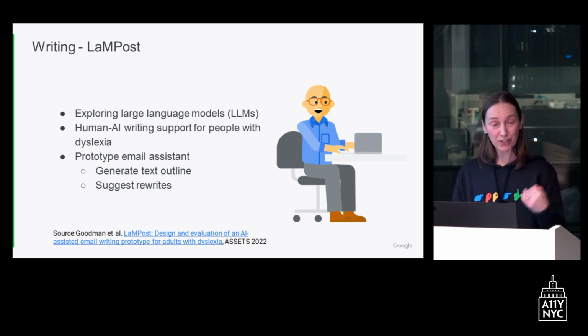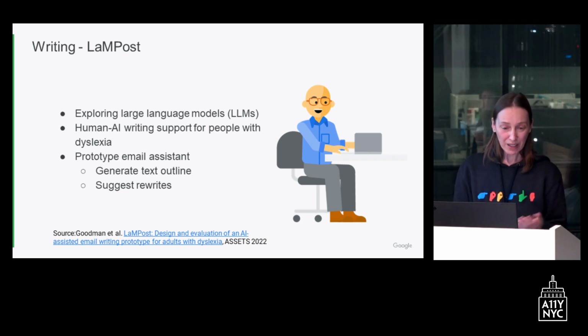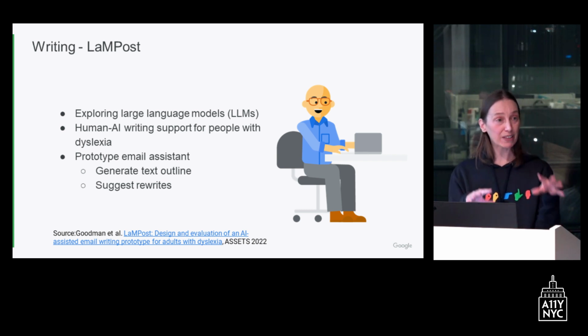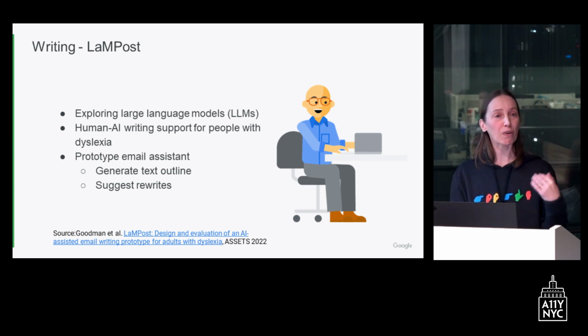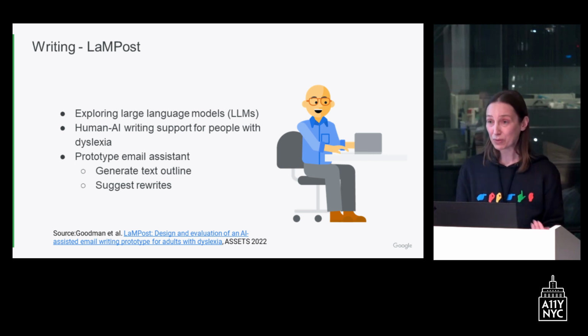And finally, looking a little bit further ahead, large language models like ChatGPT have been in the news a lot lately, impressing people with how they can generate text, rephrase, and summarize text. There was a Google research study published last year that had specifically looked at their potential for use with human-AI writing tools. Working with people with dyslexia, they explored a prototype email authoring assistant. It could generate outlines and suggest rewrites. They came to the conclusion in that paper that the state-of-the-art is not quite ready yet to provide reliable writing support, but there was a lot of interest and potential there too.